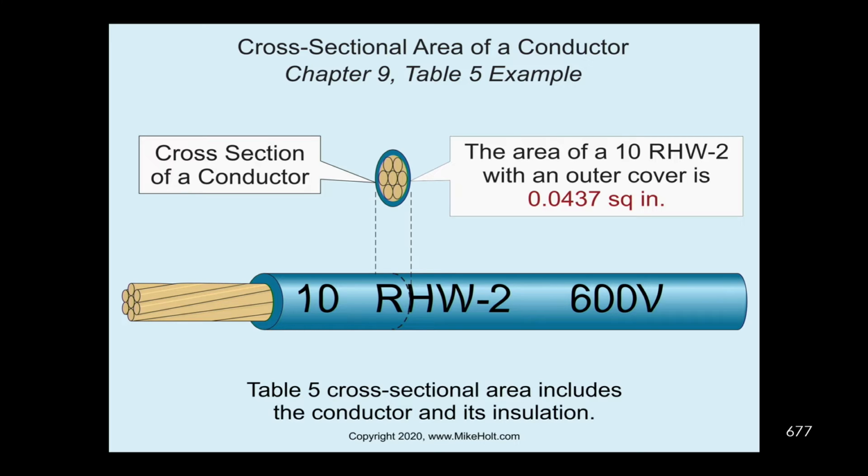The circular mil area is basically the size of the conductors in circular mils, right? All the stranding and everything bundled together, that's what that expresses. This is the physical size with the insulation on it.